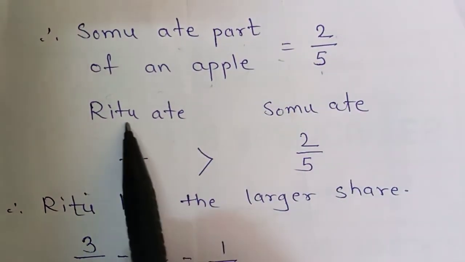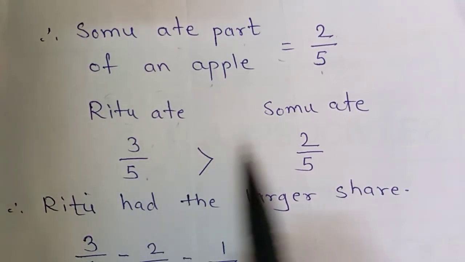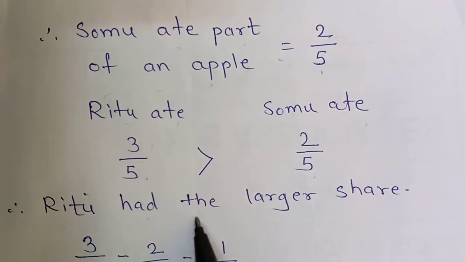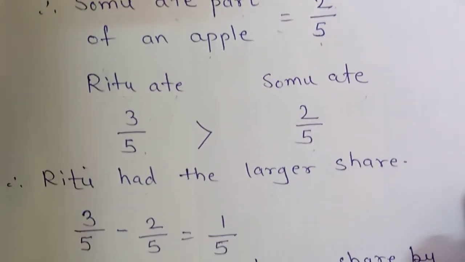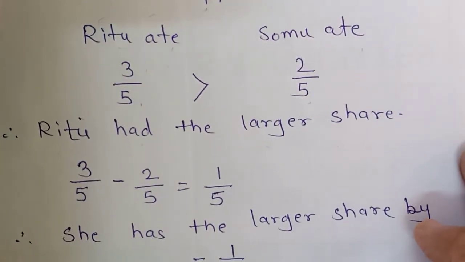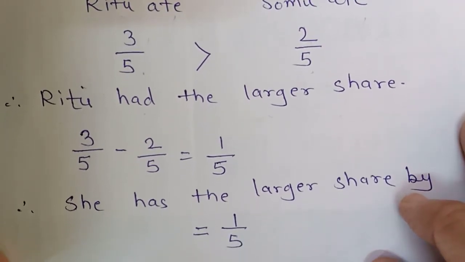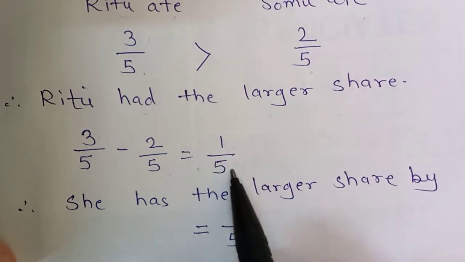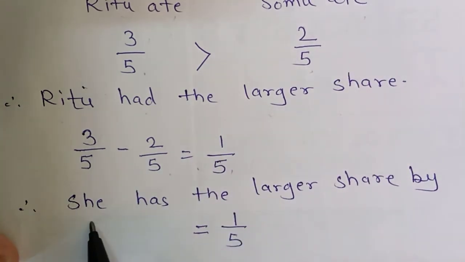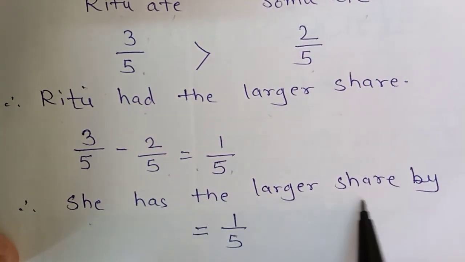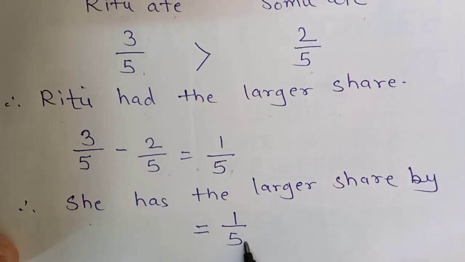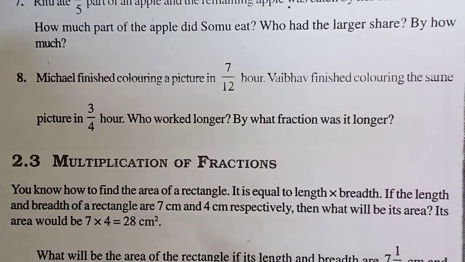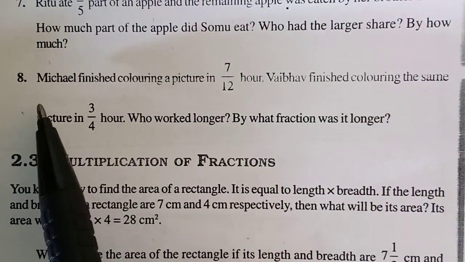Now let's compare. Ritu ate 3/5 part and Somu ate 2/5 part. So therefore, Ritu had the larger share. Now, by how much? Let's find out. So, 3/5 minus 2/5 gives me the answer 1/5. So, therefore, Ritu has the larger share by 1/5 than Somu. Now, let's see the last one, which is question number 8.